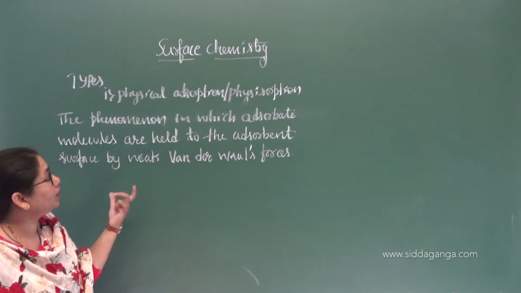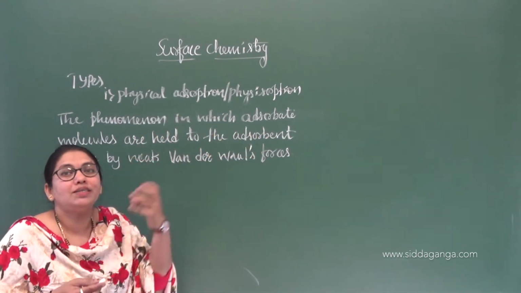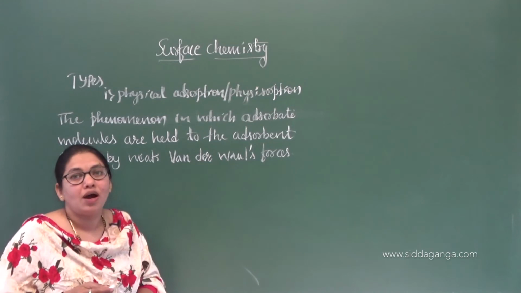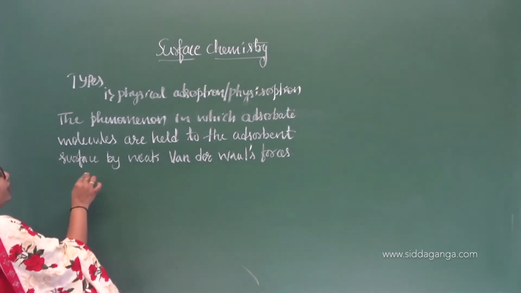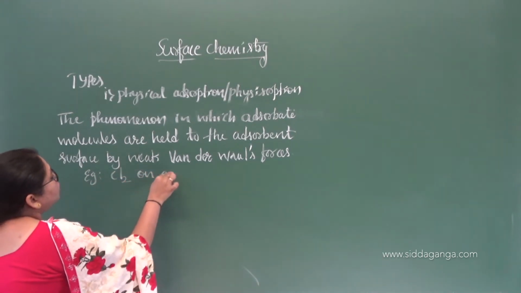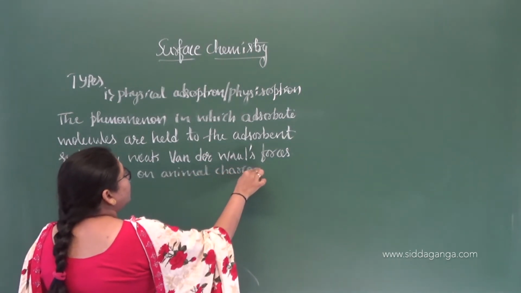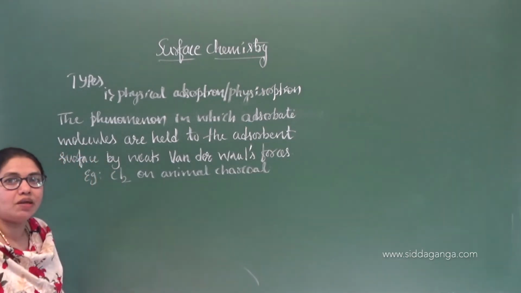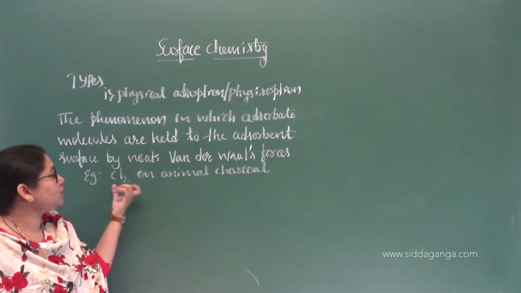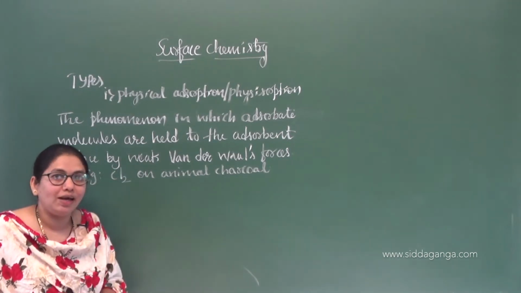Understood the definition? Here the adsorbate molecules are held to, or adsorbed on, the surface of the adsorbent by means of van der Waals forces of attraction. If you give an example for this type, we can have chlorine on animal charcoal, or any gas adsorbed on the surface of animal charcoal by van der Waals forces of attraction. That's why it is an example for physisorption, or physical adsorption.